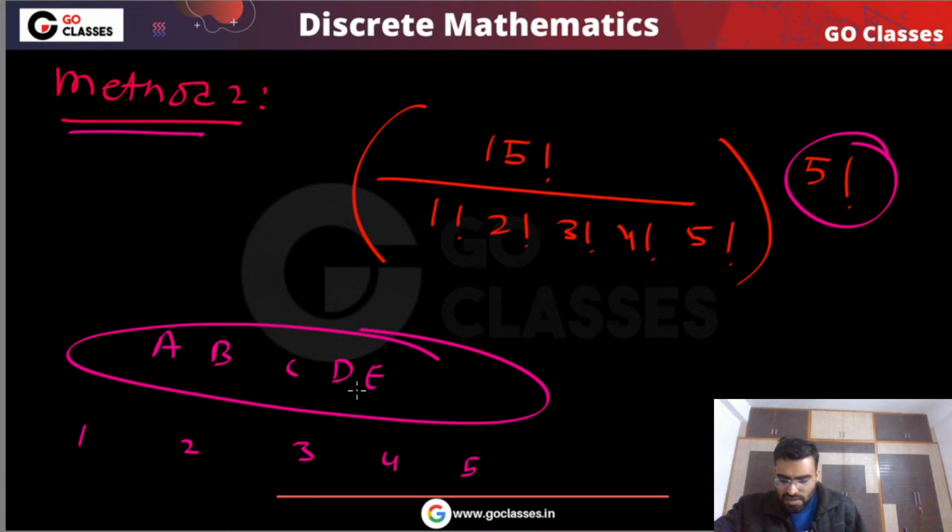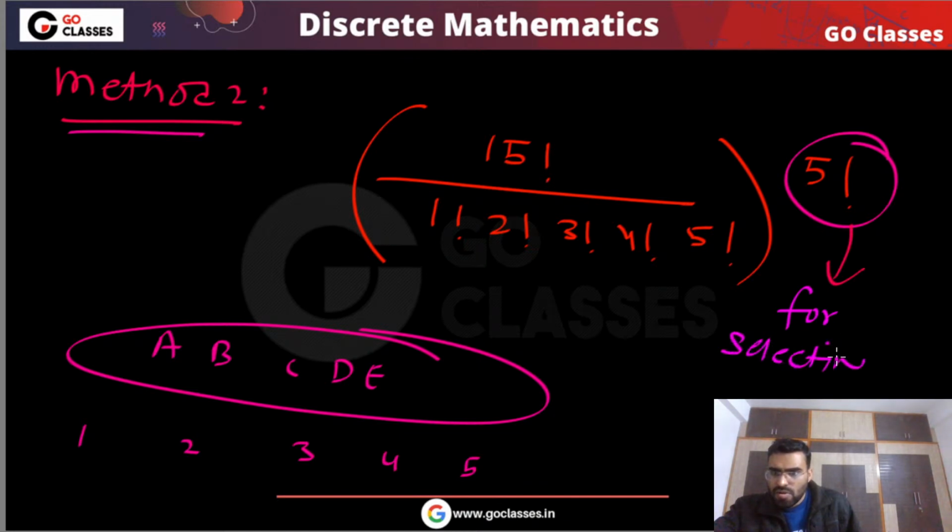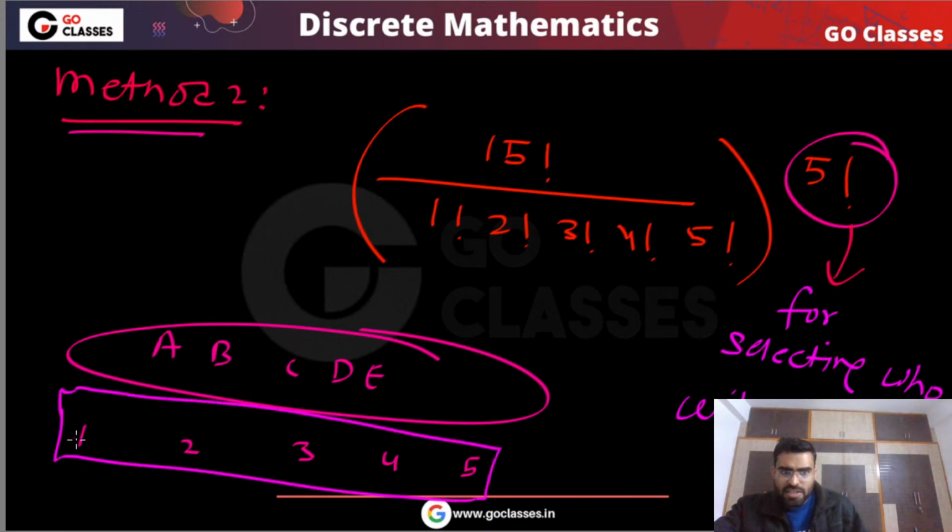These are a, b, c, d, e, five different people. Now if you do the 5 factorial, this 5 factorial will take care of selecting who will get how many. So you can notice all these are different, so there is no problem here.